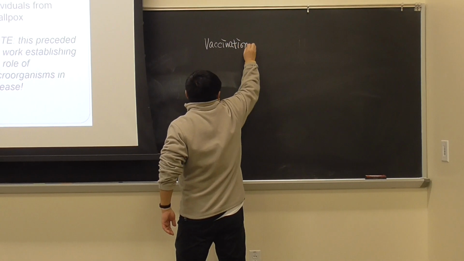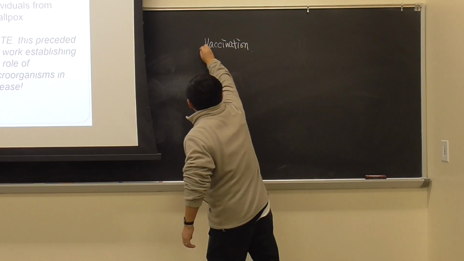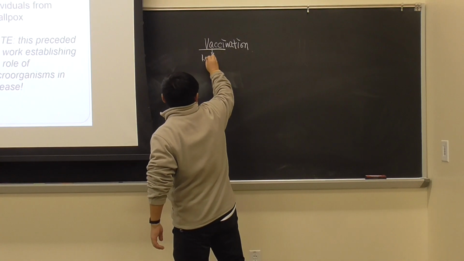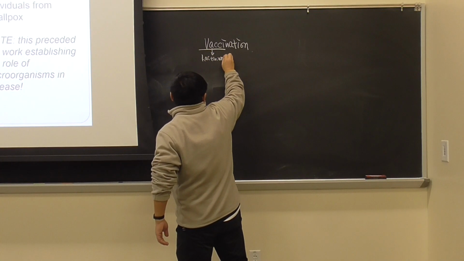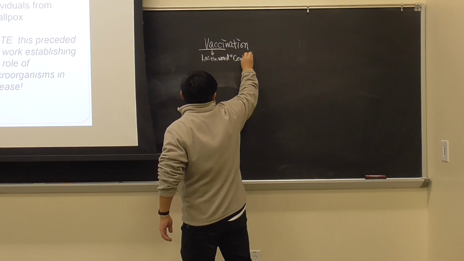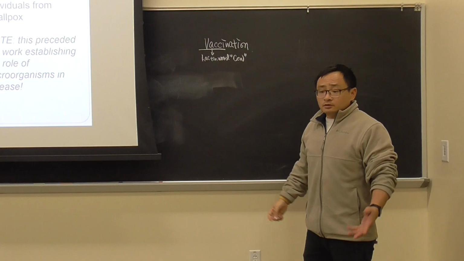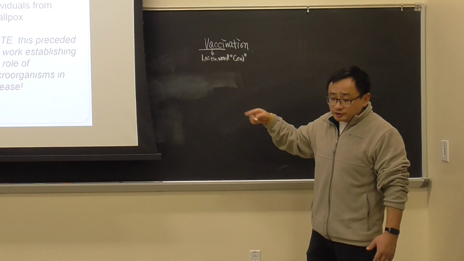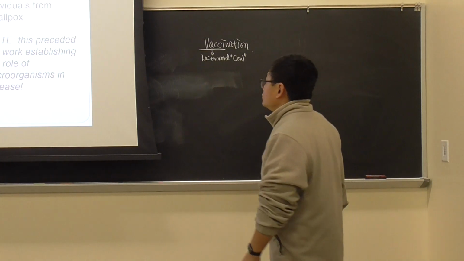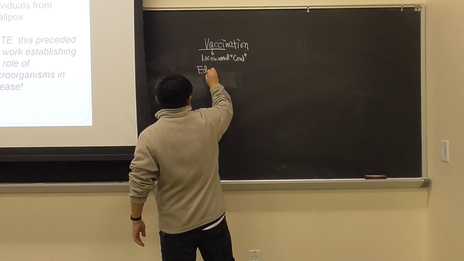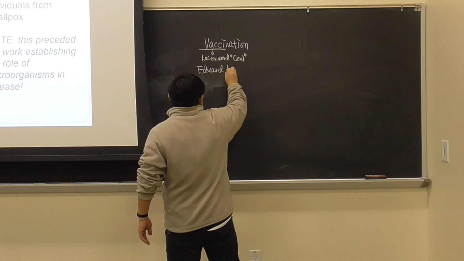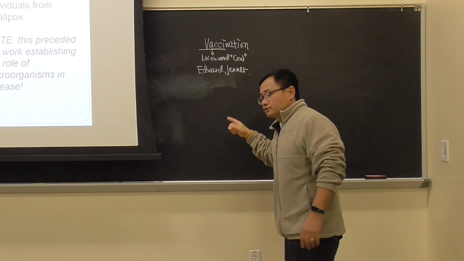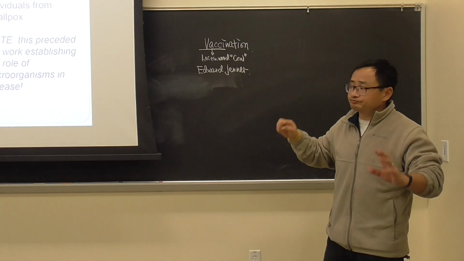V-A-C-C-I-N-A-T-I-O-N. What does V-A-C-C-I mean? This means cow, a Latin word for cow. So, how was it discovered? This comes from a great British scientist, Edward Jenner. He worked as a physician in the royal community in Great Britain.